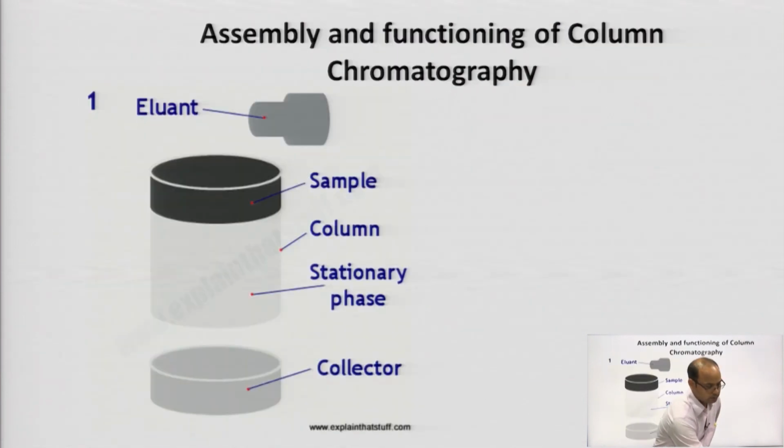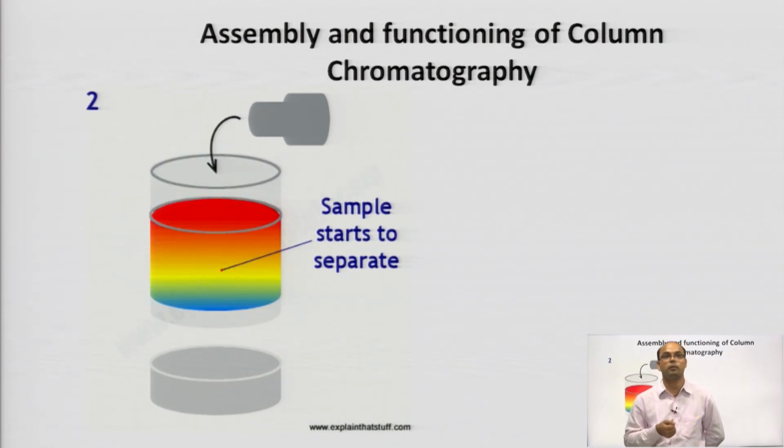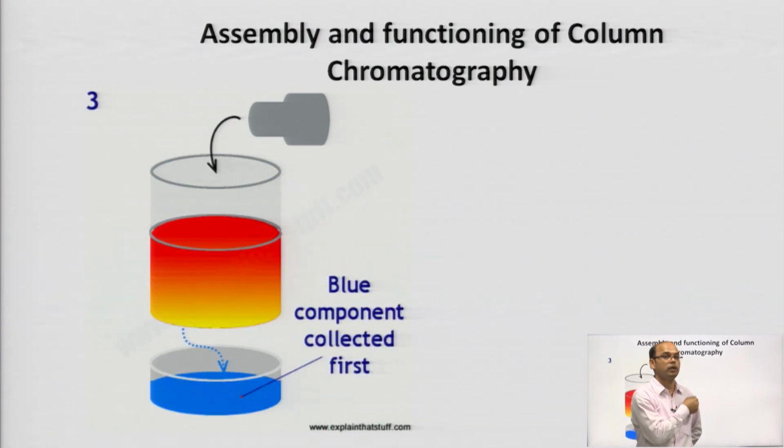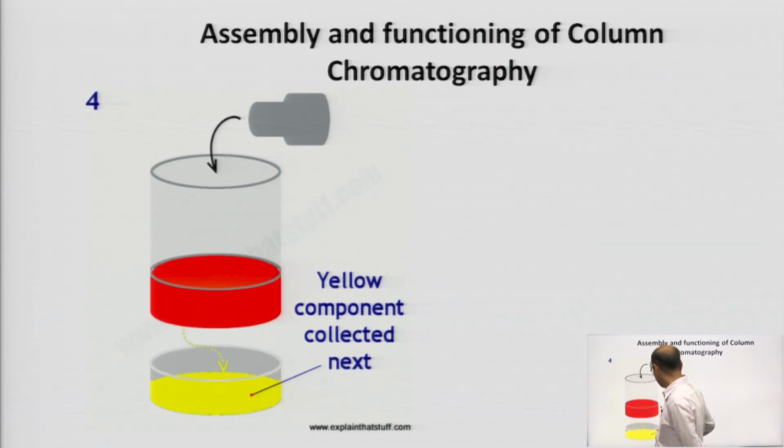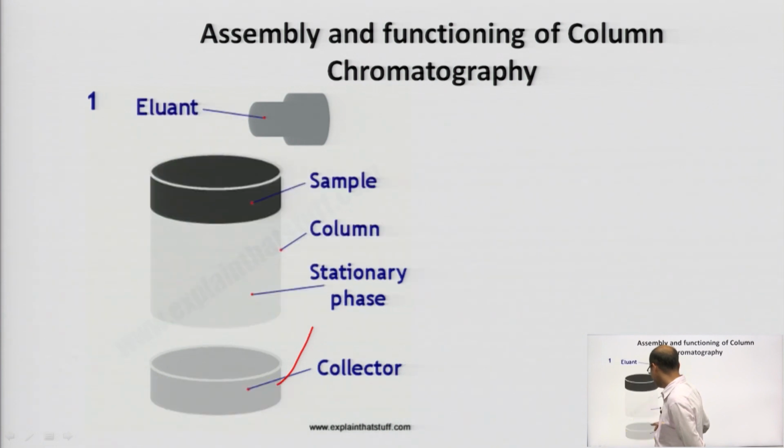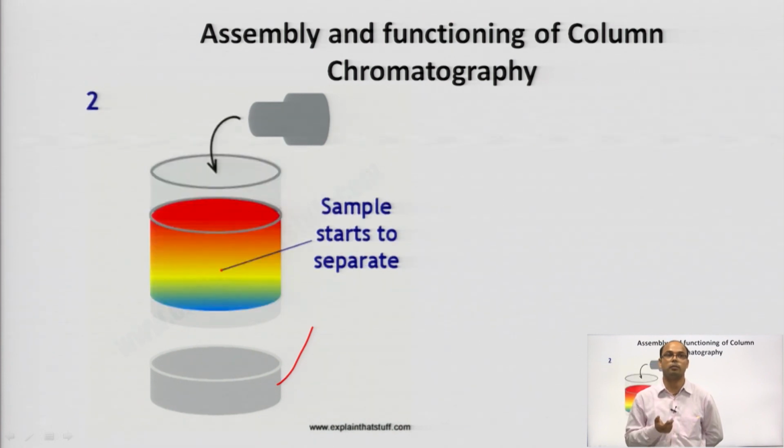Moving on, this is the assembly of a column chromatography. Here you can see how compounds are getting separated into different fractions. So there is a mixture and it is getting separated. First you have the blue component, then you have the yellow component, and finally you will have the red component of your mixture. So in this way you can isolate a mixture of compounds into separate fractions.